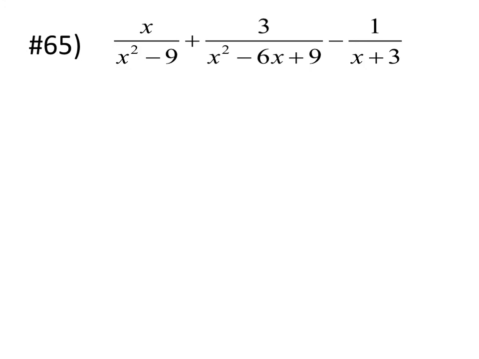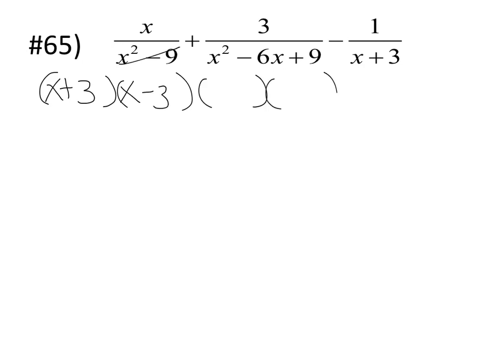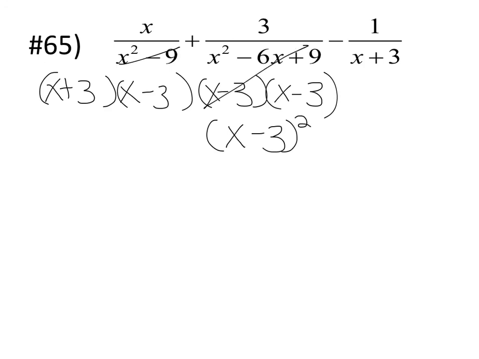All right, last one. First is difference of squares, x plus 3, x minus 3. Then we're going to factor this. We're going to get x and x, minus, minus. Factors of 9 that give you 6 are 3 and 3. So this is x minus 3 squared. Cross those out. And then this is just x plus 3.